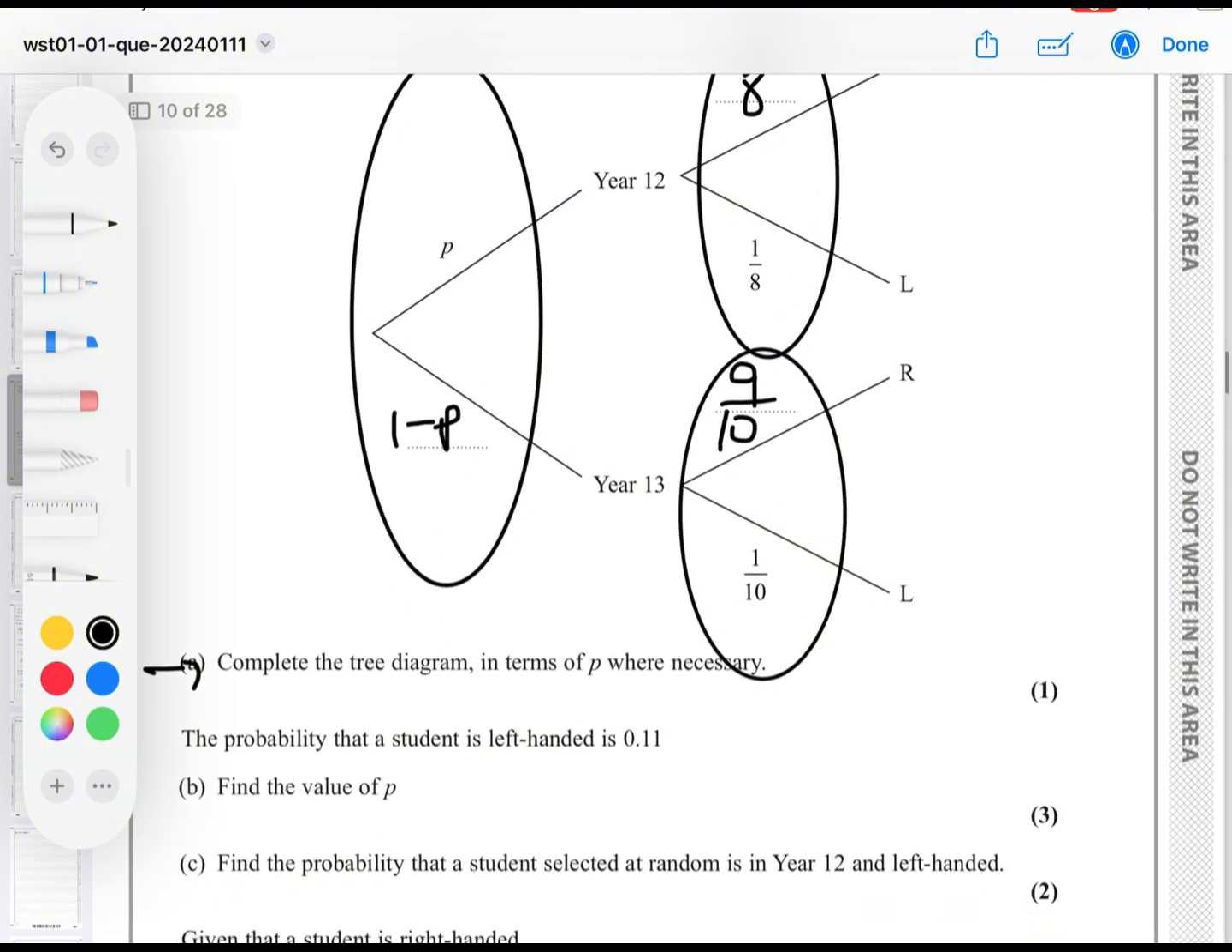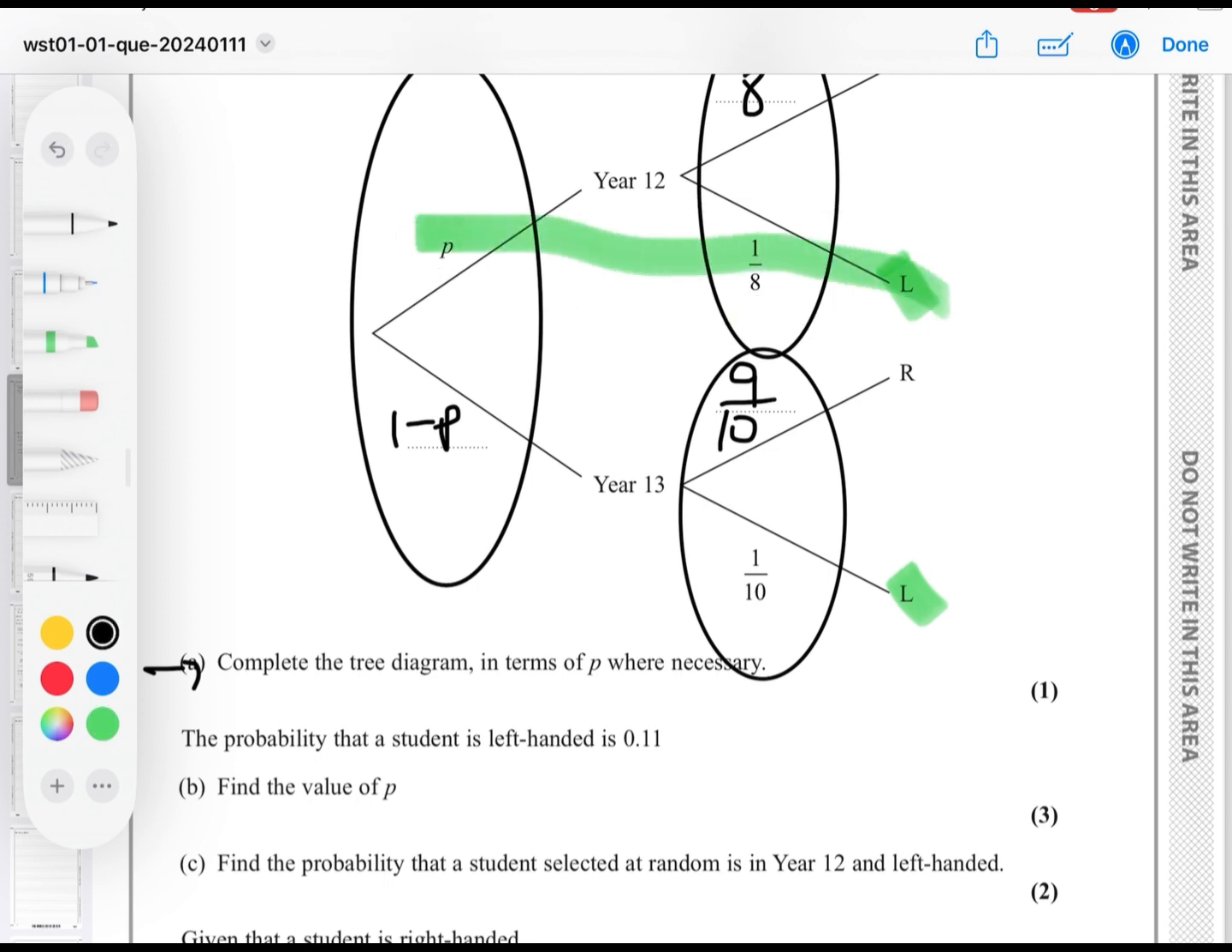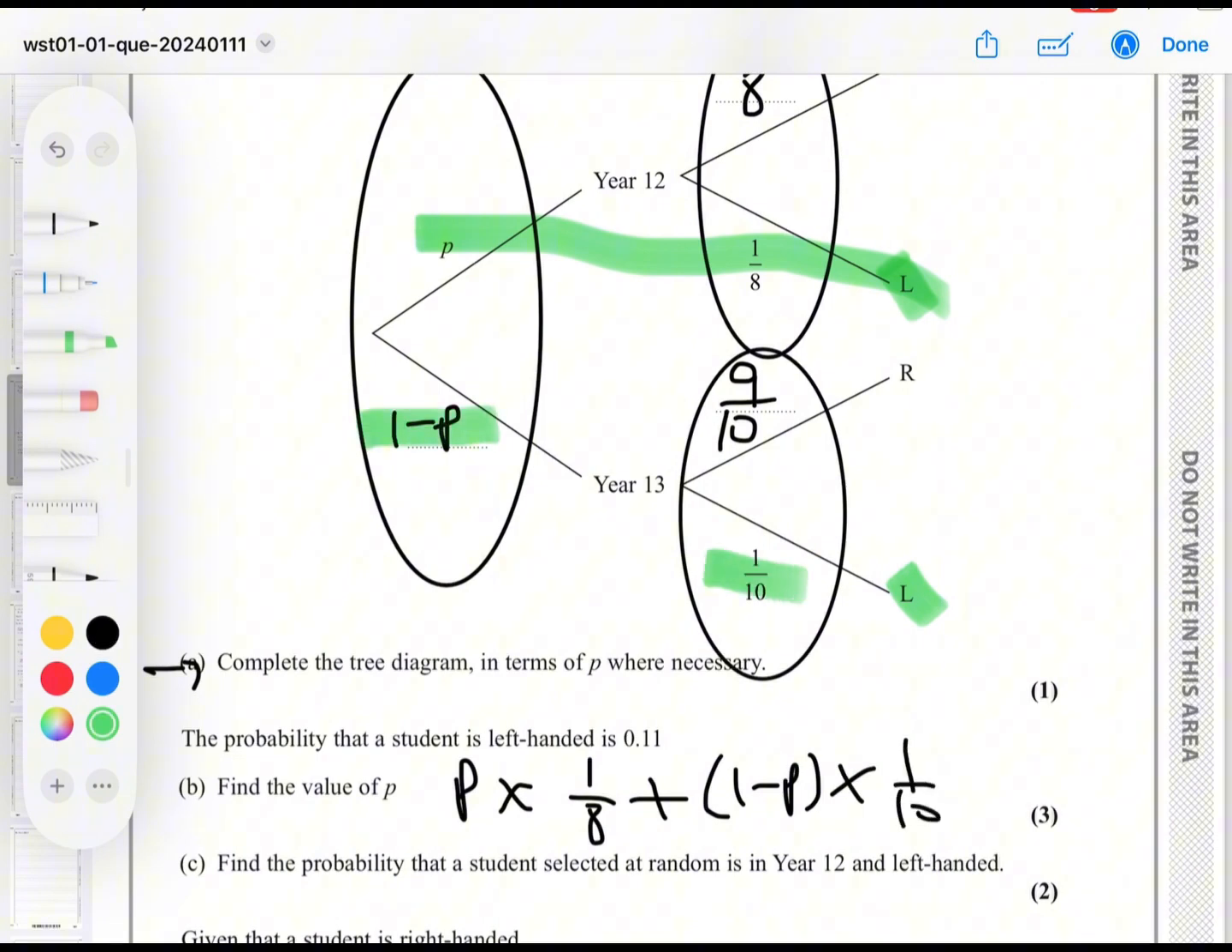Now they are talking about the students who are left-handed. So the left-handed, we have the left-handed here and here. Regardless of the year, they are not talking about the grade, they are talking about the left one. So the left one we have here is this one, which means p into 1 upon 8 plus the other one is 1 minus p into 1 upon 10, this and this, equals 0.11.